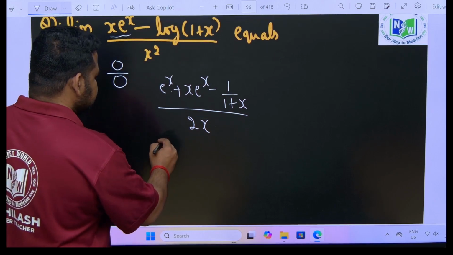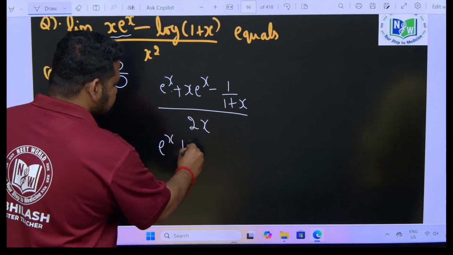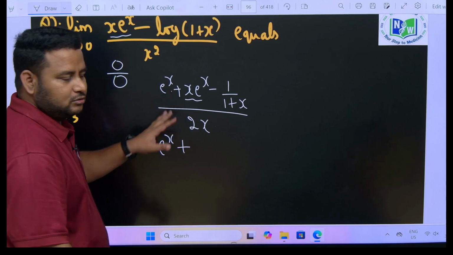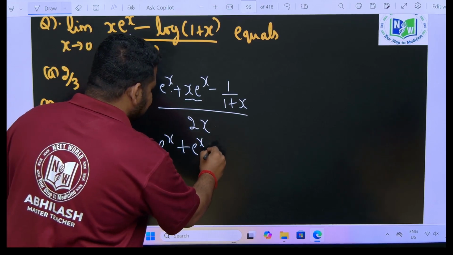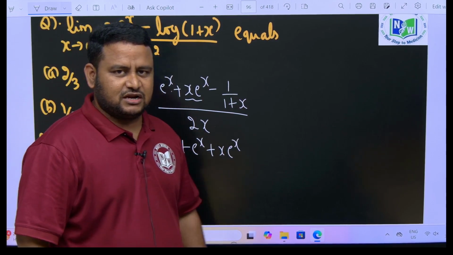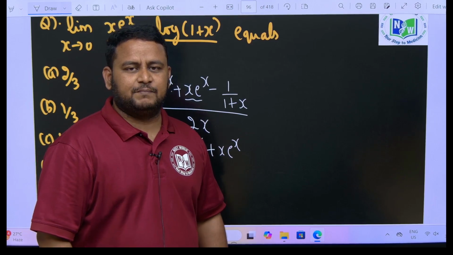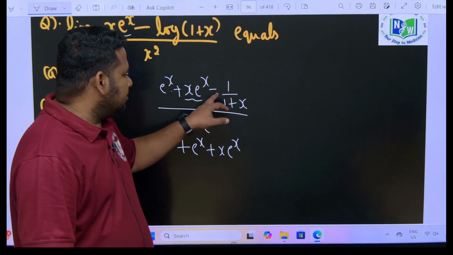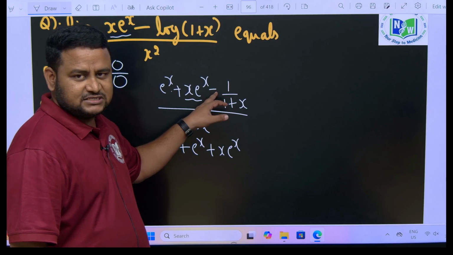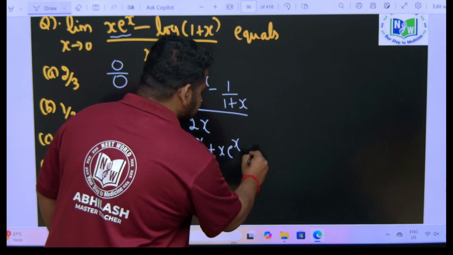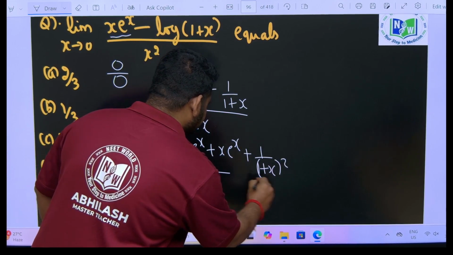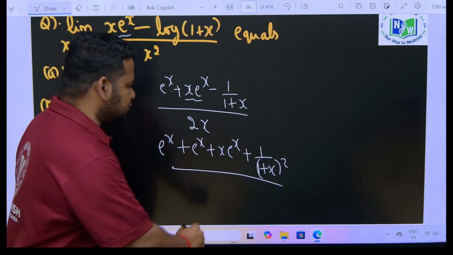So what can I do further to differentiate? See here, friends, this will be e power x, and here I will apply the product rule. So this will be e power x plus x into e power x. The derivative of 1 by 1 plus x is minus 1 by 1 plus x whole square, but already a minus is there, so minus into minus will become plus, 1 by 1 plus x whole square. The derivative of 2x is 2, so the denominator will remain only 2.